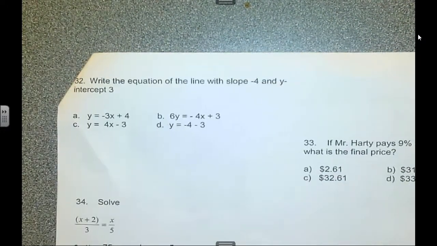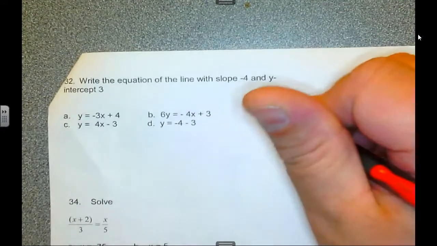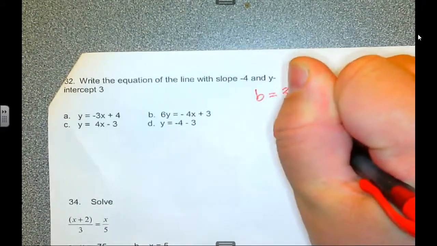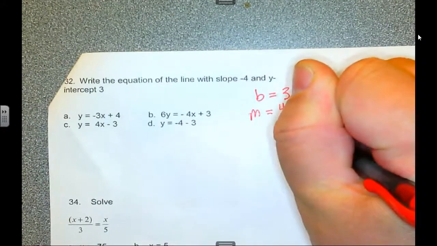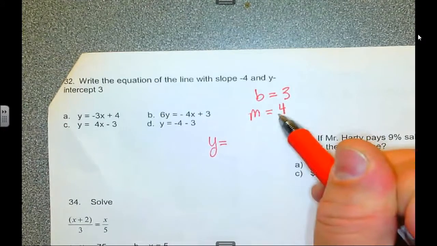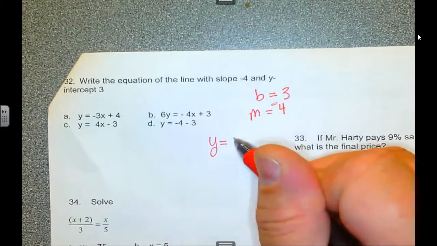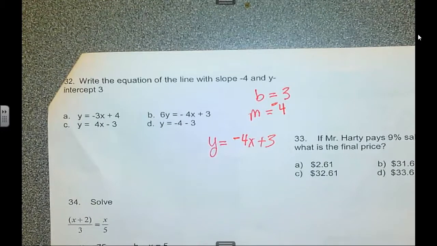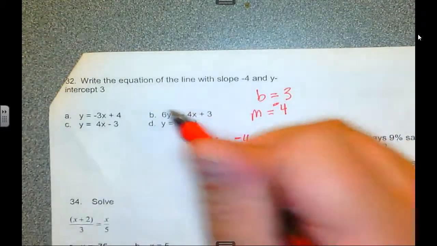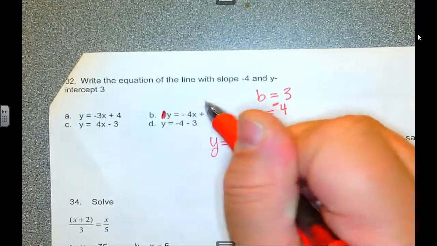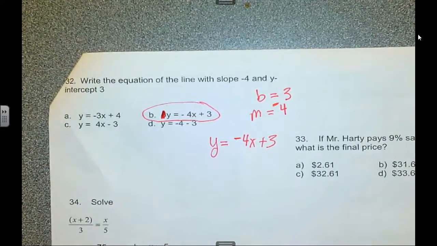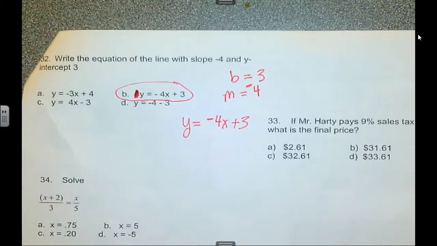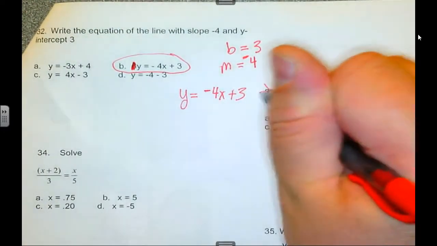Number 32. Write the equation of a line with the slope 4 and y-intercept of 3. So my y-intercept is 3. My slope is 4. So y is going to equal my slope. Oh, slope is negative 4. Negative 4x plus 3. And if you look at all of these, none of them work. So I think there's a typo. I don't think that 6 is going to be there. Number 33, you don't have to worry about.